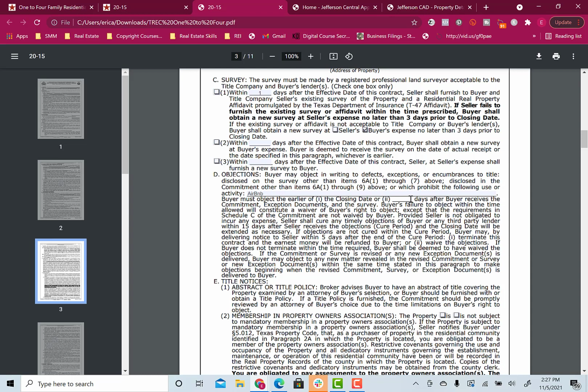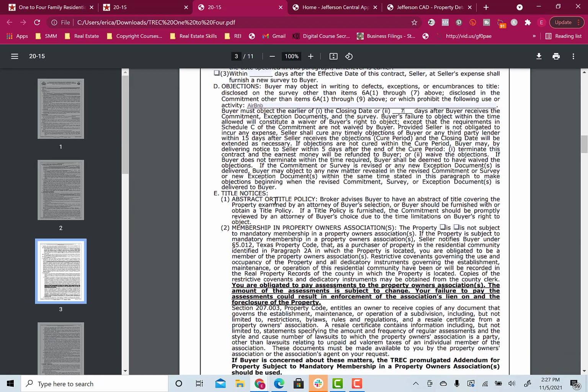And then we'll say 7 days within receiving the title commitment, exception documents, and survey. So this all has to do with if you have an objection to what's going on in the title, or if it keeps you from being able to do what you intended with the property.